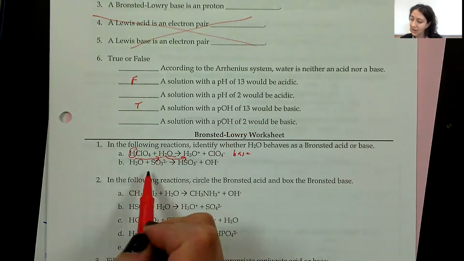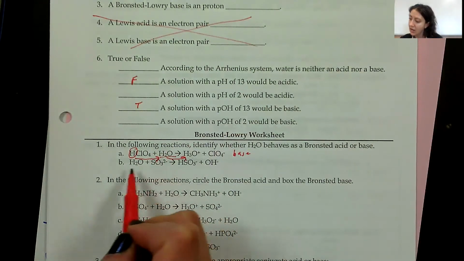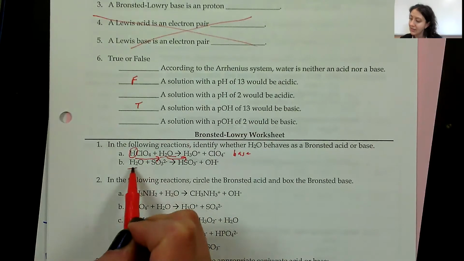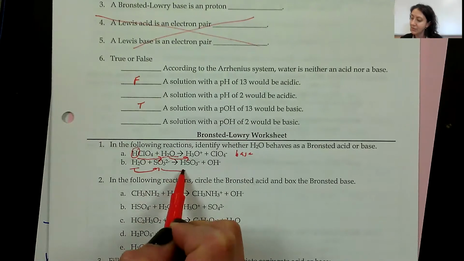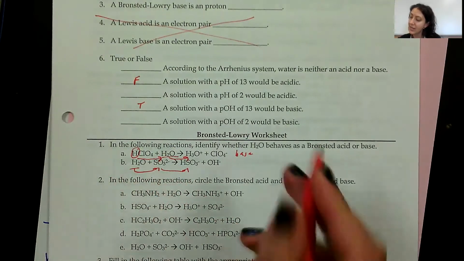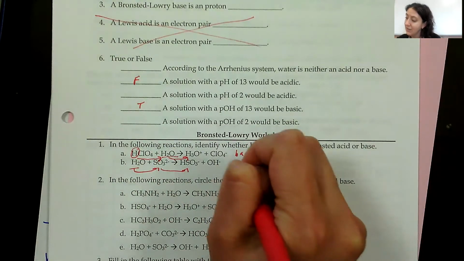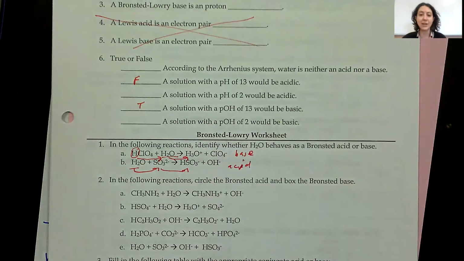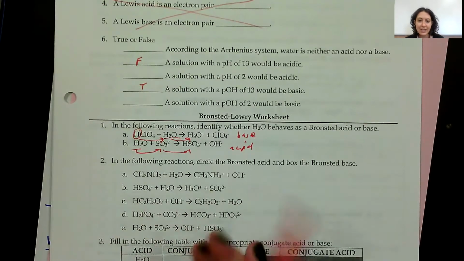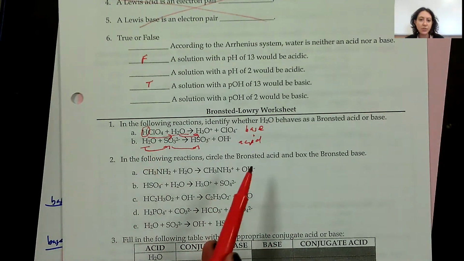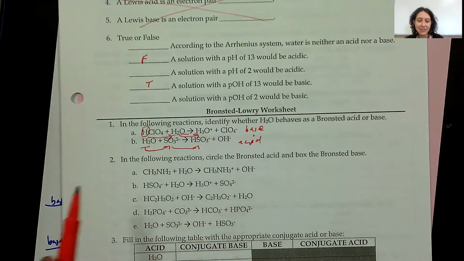In this case, it looks like the water is giving a hydrogen to SO3. So it looks like in this case, it's acting as an acid because it's giving up a hydrogen instead of accepting a hydrogen ion. Okay. So in this case, same thing, circled the acid and the base.